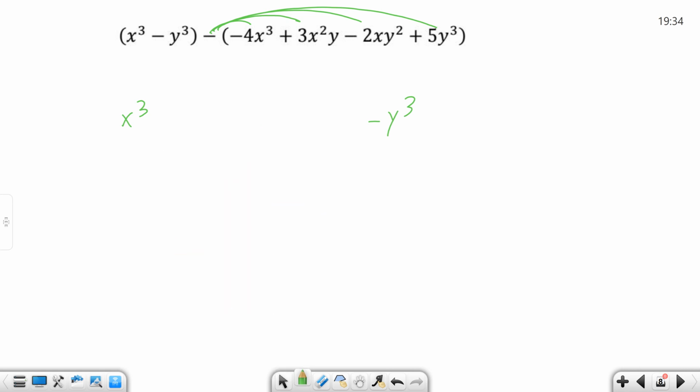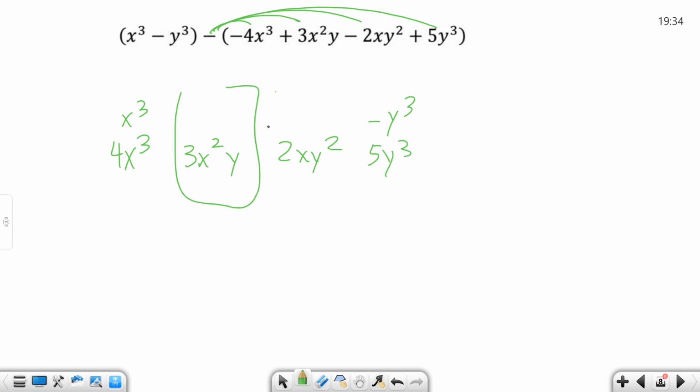So I left my space. Now I come down here and go, okay, 4x to the third, and I got a 3x squared y, and I got a 2xy squared, and I got a 5y to the third. Right, so I left my little spaces here for these things, right? The x squared y and the xy squared. And by the way, these terms are not alike, right? The x is squared here and here the y is squared. Those are not like terms. So we cannot combine those.